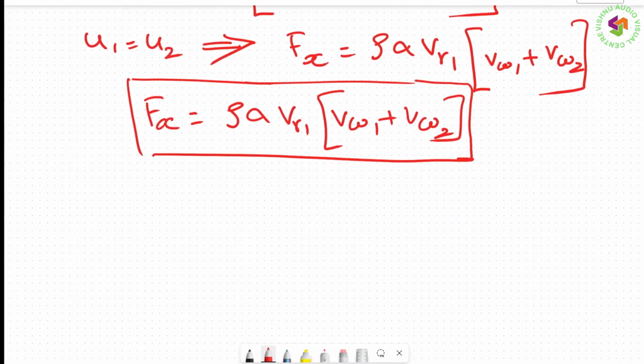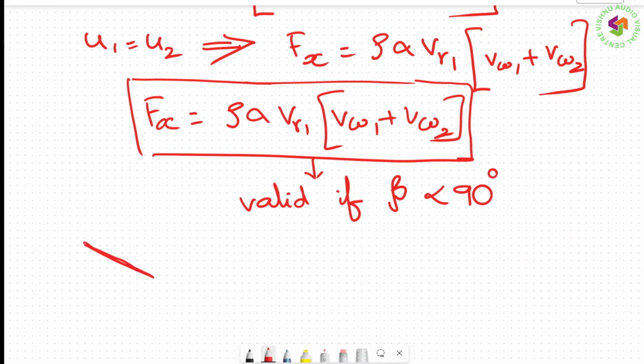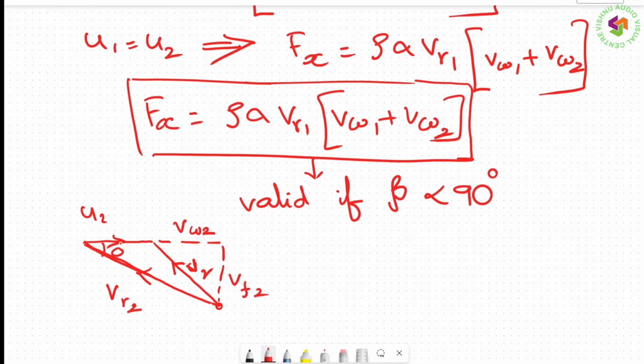Here I want to make it clear. This equation is valid if beta is less than 90 degrees. If you can see the outlet velocity triangle, VR2, U2, V2. So this is the outlet tip. This is VW2, VF2, this is phi, this is beta. So this is beta less than 90 degrees.